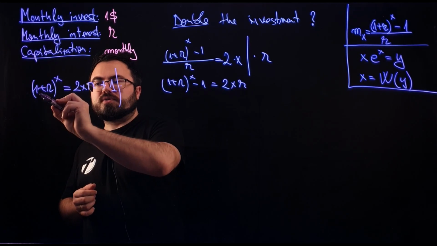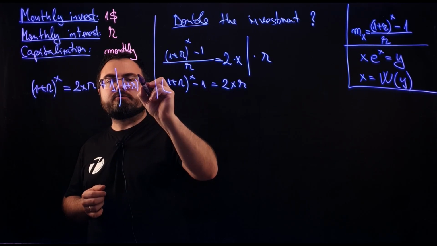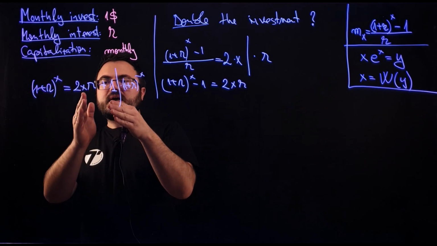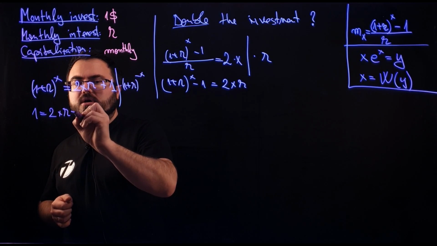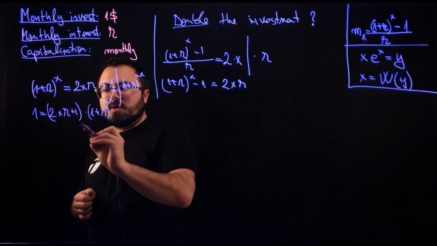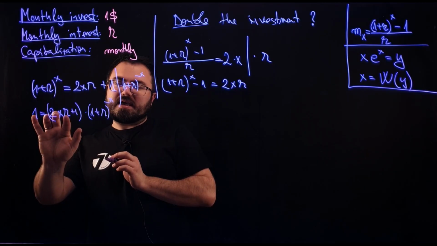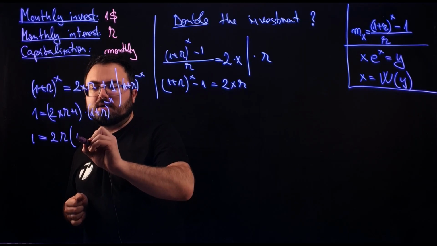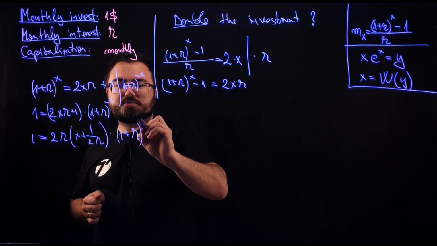We can multiply by (1 + R)^(-X), so that we have 1 here, the exponential on this side, and also the polynomial function. So we have 1 = (2XR + 1)(1 + R)^(-X). We can factor out the 2R so that we don't have any coefficient on the x. We have 2R (x + 1/(2R)) times (1 + R)^(-x).